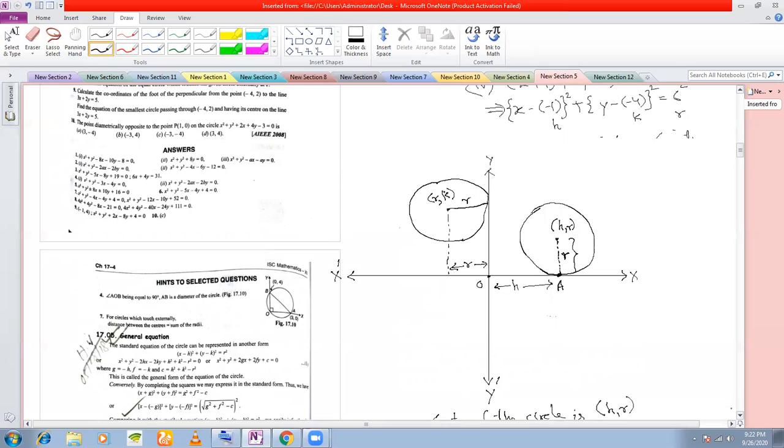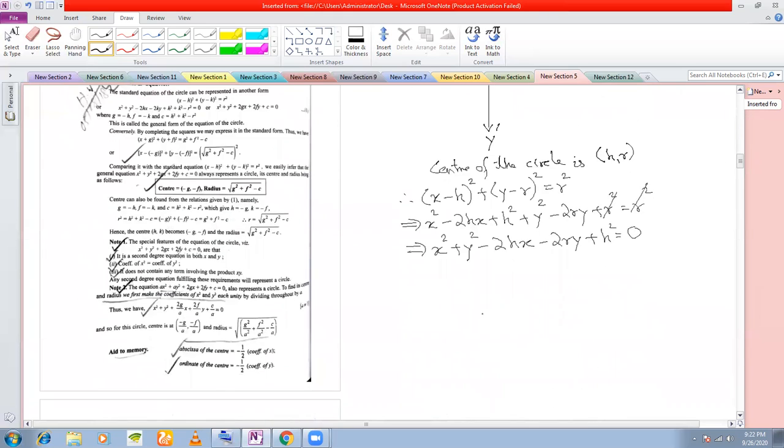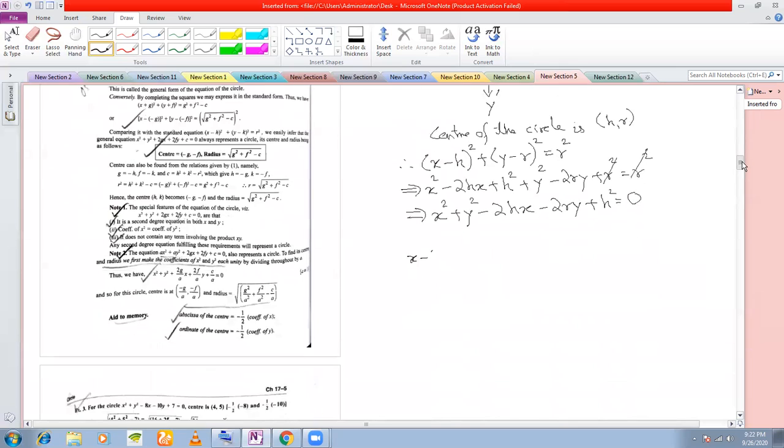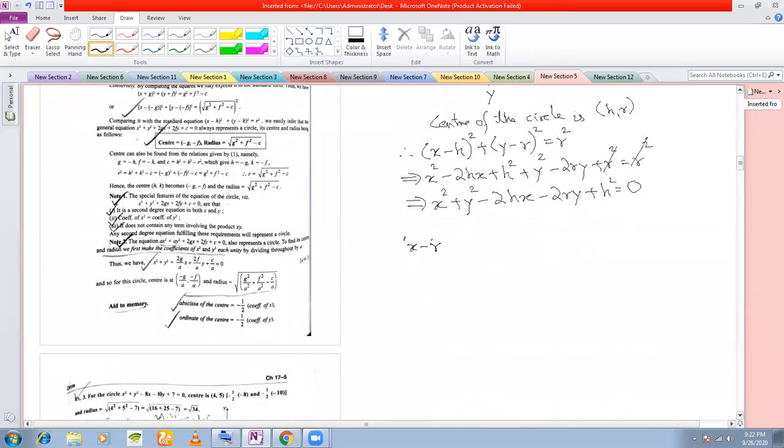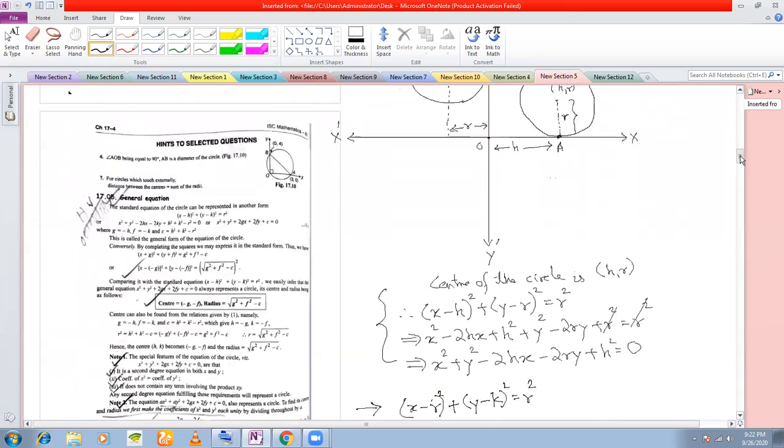So therefore, the equation will change accordingly. What should be the equation of the circle in this case? X minus, what is the x coordinate here? R. So (x minus r) whole square plus (y minus k) whole square equal to r square. Now just as we have simplified here, you can simplify this equation also to get the equation of the circle. Okay.